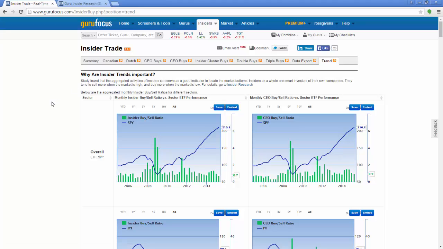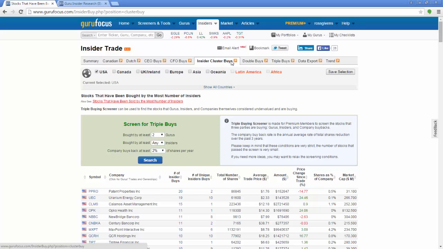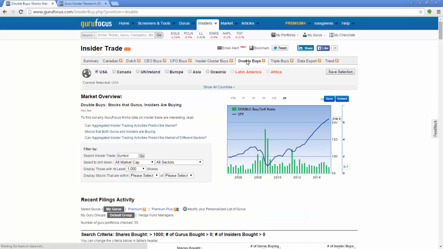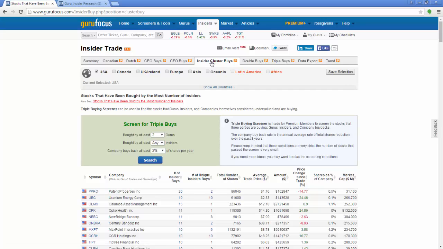Now, you asked, do I mind clarifying the cluster buys versus double buys? Yeah, no problem. Cluster buys are essentially triple buys. A double buy is two, right? So double is going to be gurus, in other words, professional money managers that we're following, and insiders. That's company executives or substantial 5% owners. Triple buys and cluster buys are the same thing, but it also includes company buybacks, right?